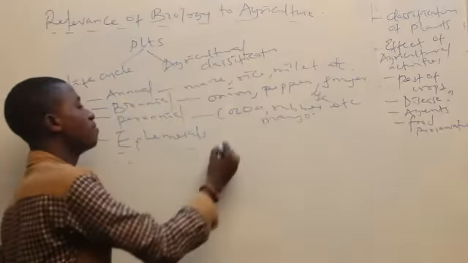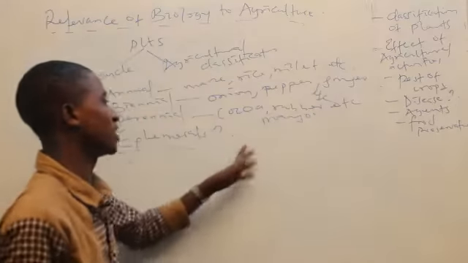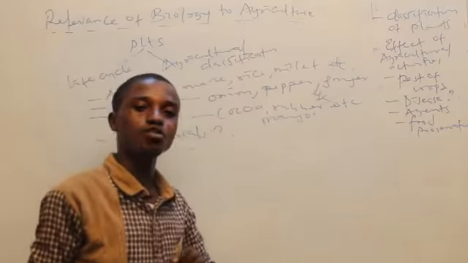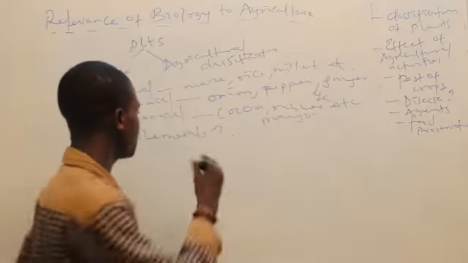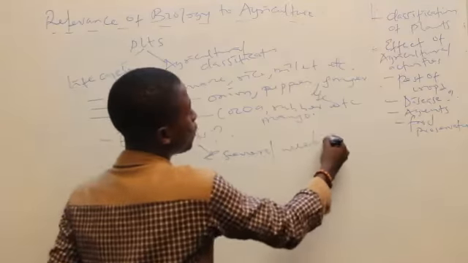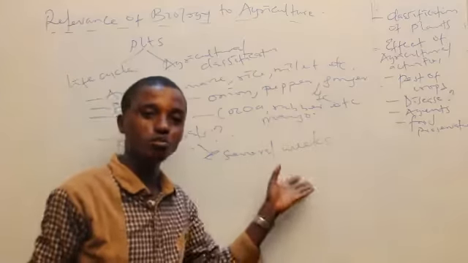So then what are ephemerals? This is actually a new concept. No, it is not a new concept. It has always been, just that you haven't seen it. Now, ephemerals are crops that grow and mature within several weeks. Now, while annual speaks of a year, this one speaks of what? Weeks. Are you with me?